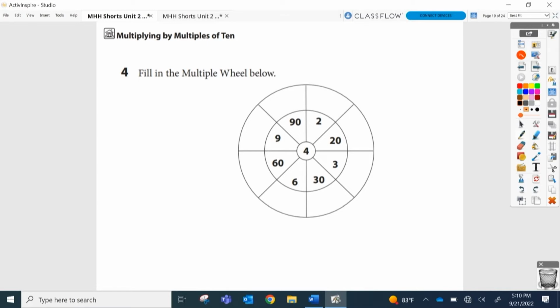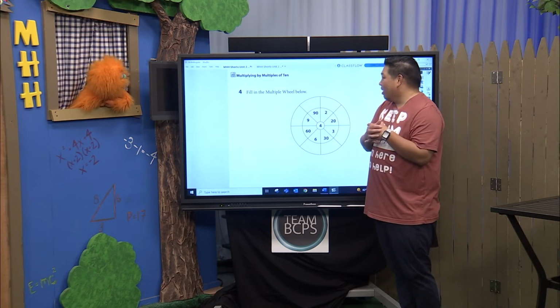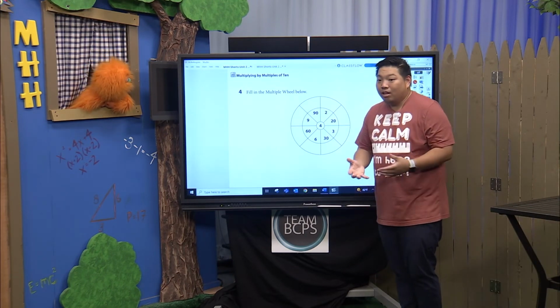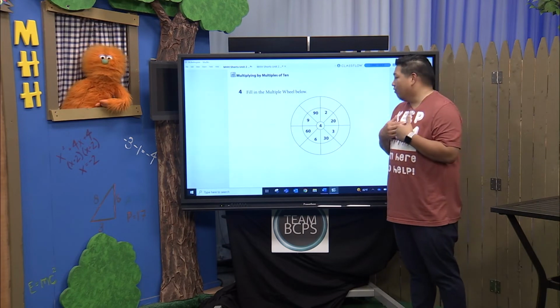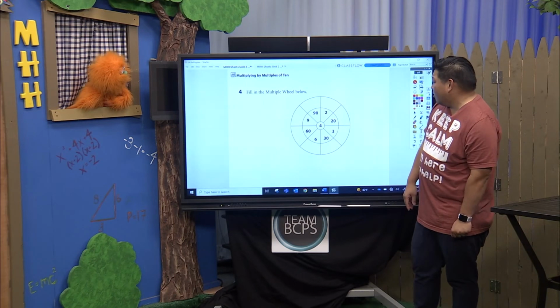Ooh, let's finish off today with a multiple wheel. I like wheels. They're like pizza. It does kind of look like pizza. So boys and girls, we've been working a lot with multiplication, multiplying by 10. What we're going to do is use what we know to solve for what we don't. We have a number 4 in the middle here, and then we have numbers on the inner ring, and we have to figure out what's missing on the outer ring.